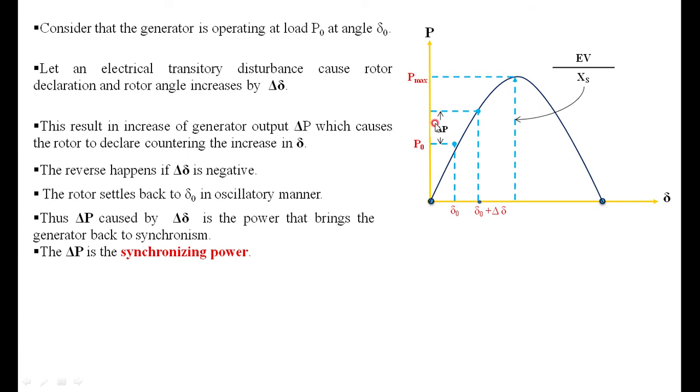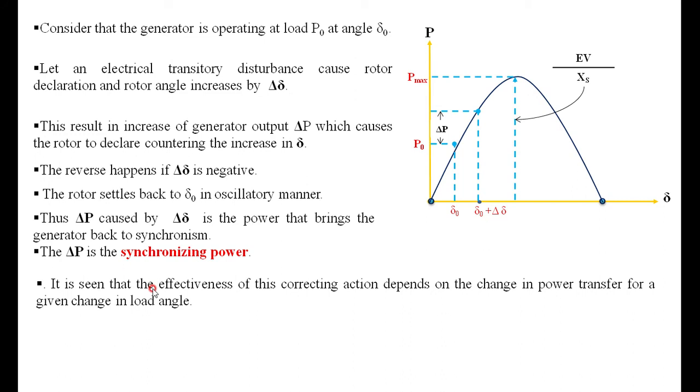It is called the synchronizing power, which plays an important role in bringing the system back to its stable condition. It is seen that the effectiveness of this correcting action depends on the change in the power transfer for a given change in the load angle. That is, the action of bringing back to P naught depends upon how much the angle has changed. If there is a large change in the angle, then a large value of synchronizing power is required.